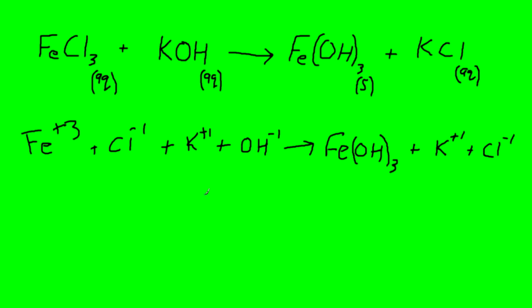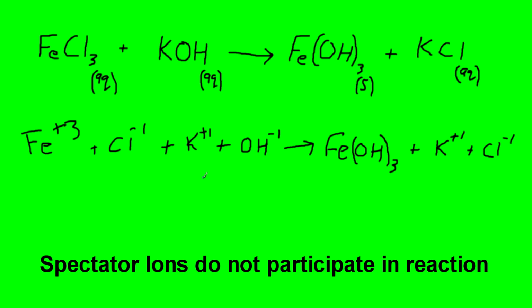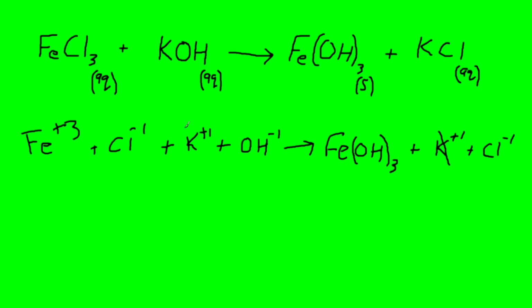All right, so now what we have to do is get rid of our spectator ions, everything that's the same on both sides of the arrow, because they are not participating in the reaction. This K+1 and this K+1, they're not doing anything. They're not used to form this iron 3 hydroxide. So we're getting rid of our spectators. What else? This chlorine -1, get rid of it with this chlorine -1 on this side, and that's it. Those are the only ones that are the same on both sides of the arrow.